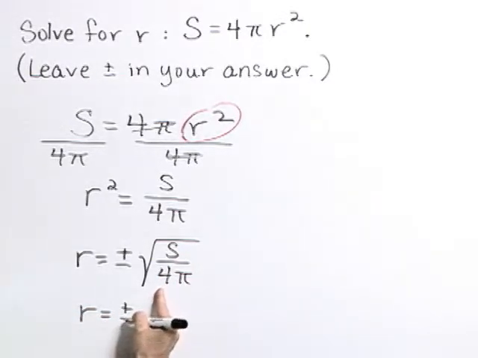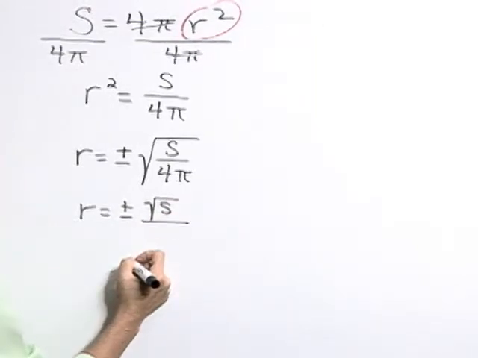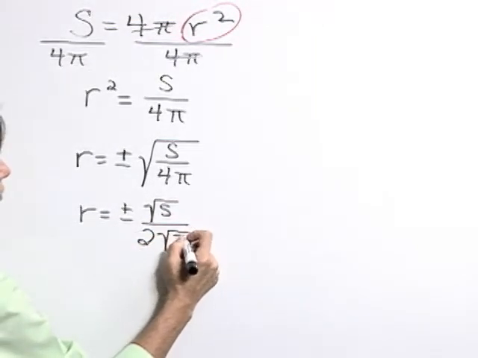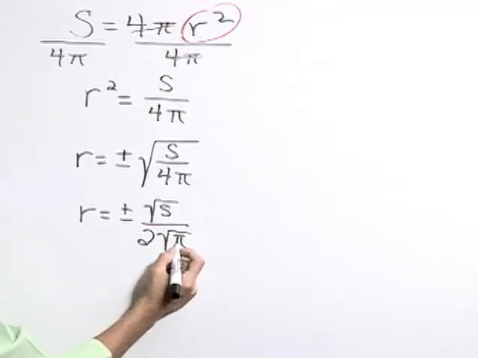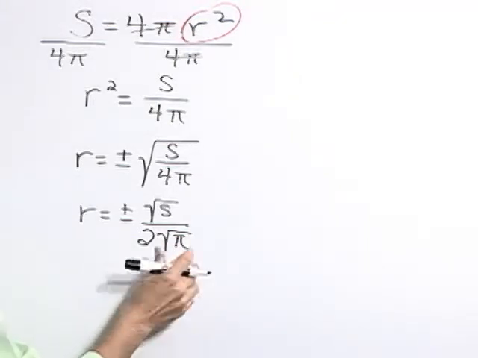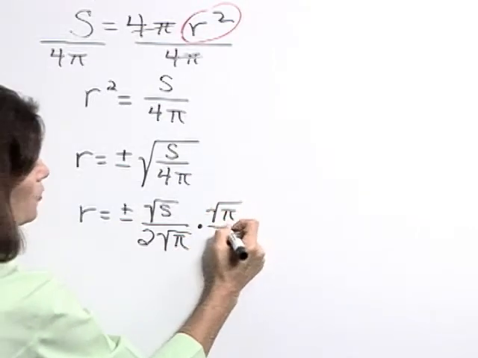We can take that square root of 4 out, and I'm going to separate our radicals and write this as a square root of s in the numerator over 2 times the square root of pi in the denominator. As a last step, let's rationalize the denominator by multiplying numerator and denominator by the square root of pi.